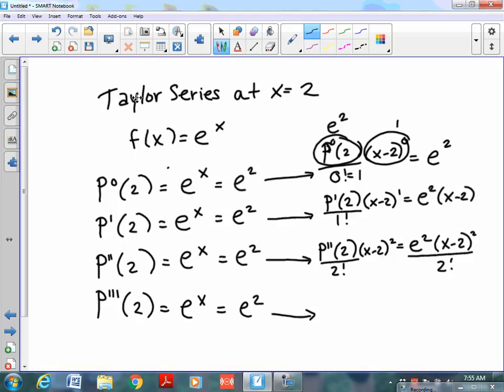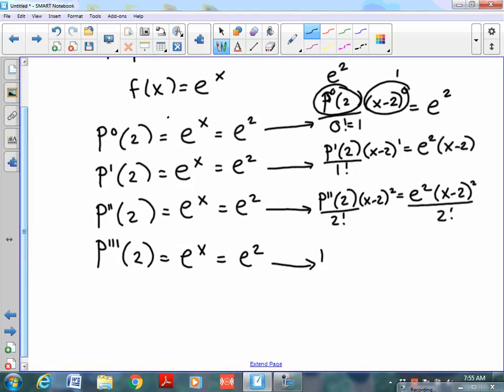And the last one, p3 of 2 over 3 factorial, x minus 2 to the third. Final answer, e to the second. They leave it as 3 factorial, x minus 2 to the third.